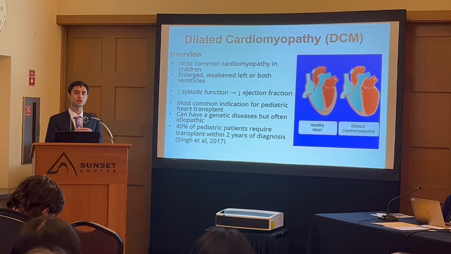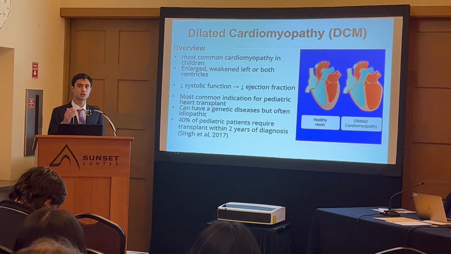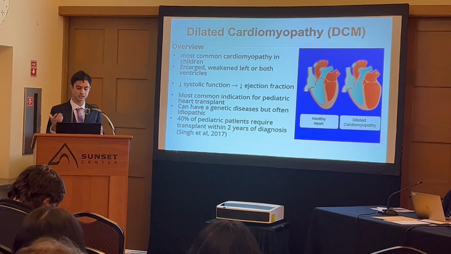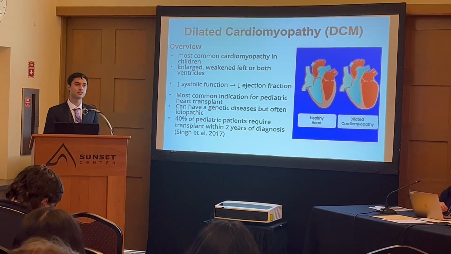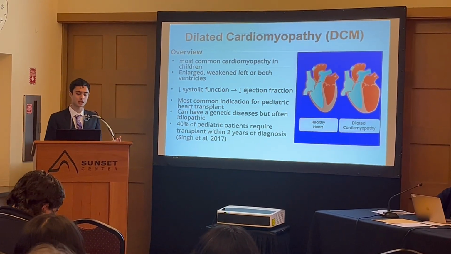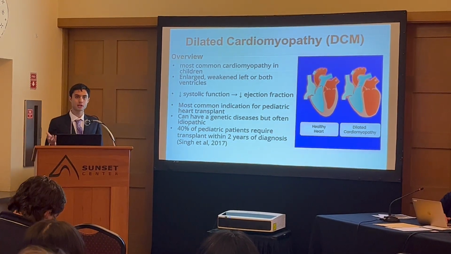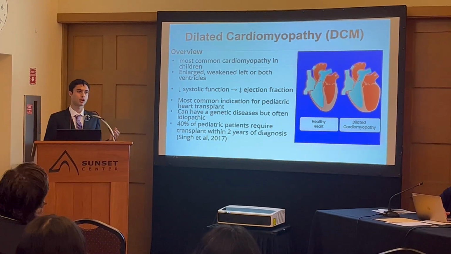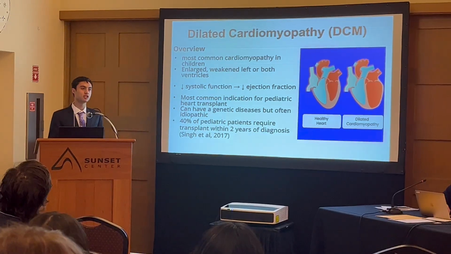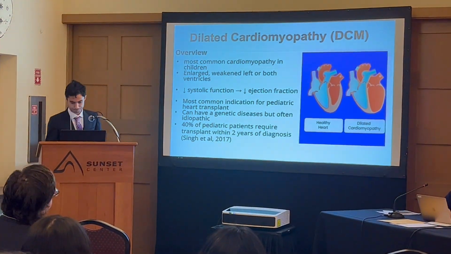This in turn leads to a reduced systolic function, which in turn leads to a reduced ejection fraction. The prevalence of DCM is that it is the most common type of cardiomyopathy found in children, and about 40% of pediatric patients require transplant within 2 years of being diagnosed with DCM.